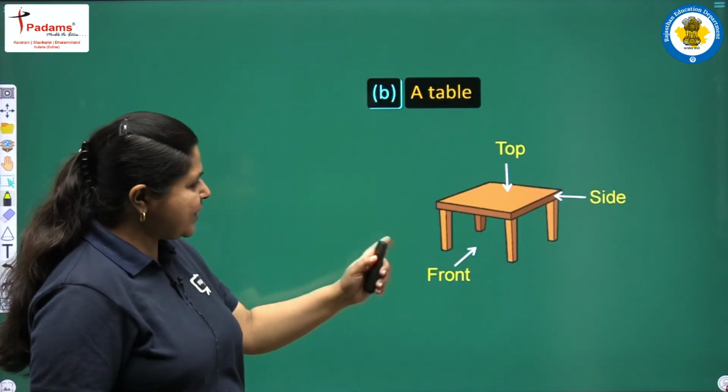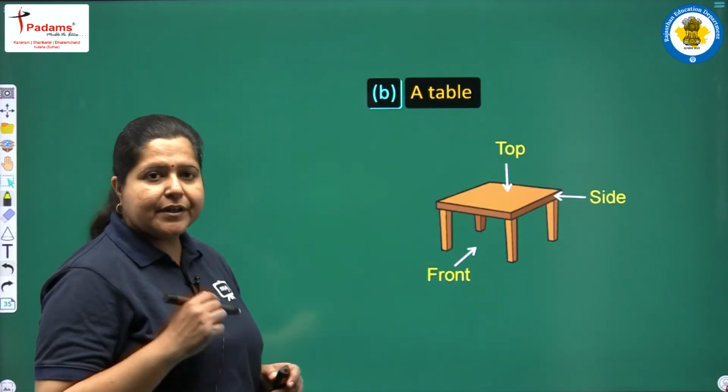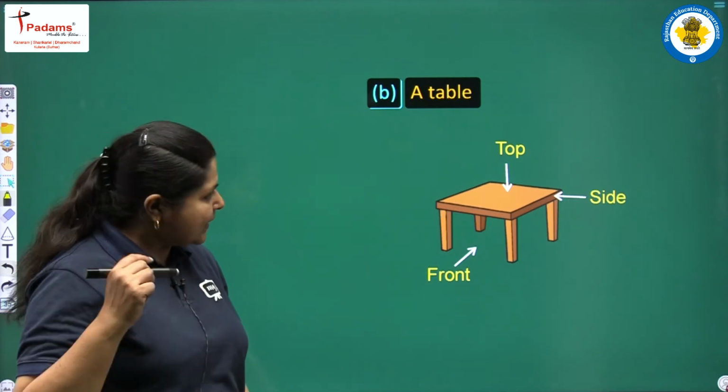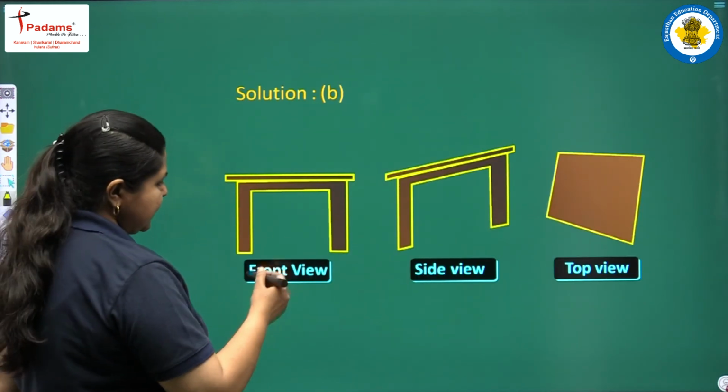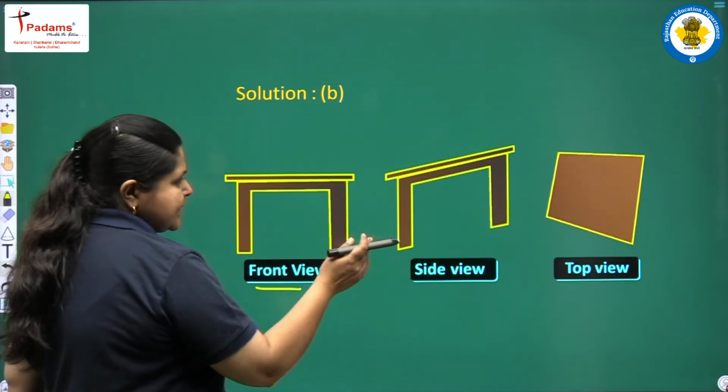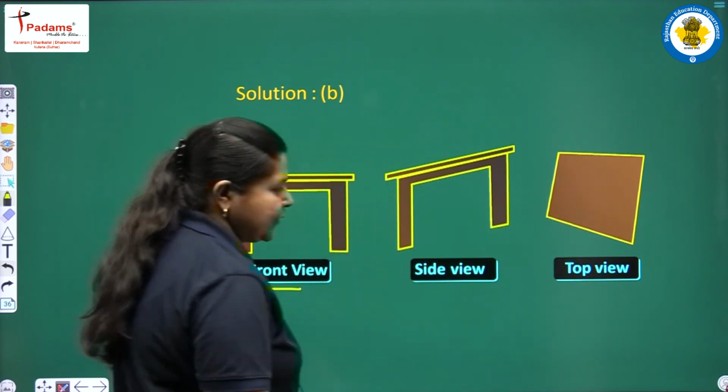Next one is this, a table here, and again you have to draw the front view, side view and top view. These are the possible views. Front view, this is the side view and this is the top view.